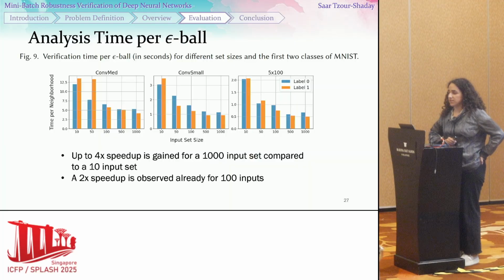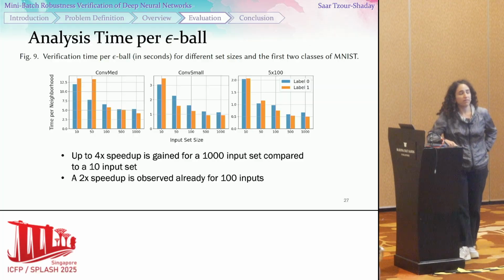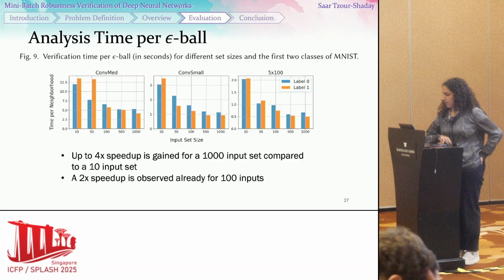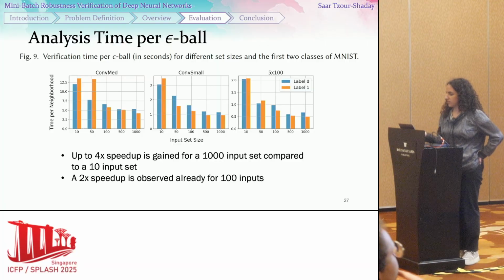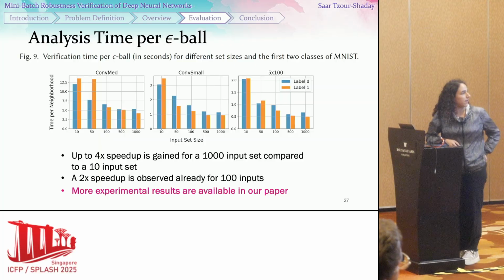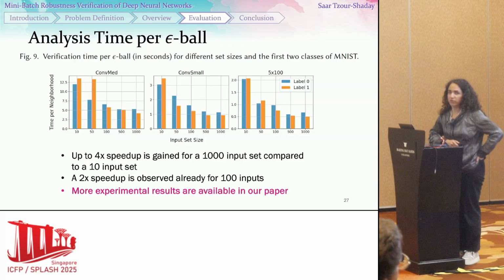The larger the dataset, the faster each neighborhood is verified, which demonstrates the effectiveness of both our clustering and similarity, because intuitively larger datasets provide more similar inputs to group and enable the map agent more opportunities to learn and exploit the optimal batch size. And you are welcome to check out our paper for additional results.